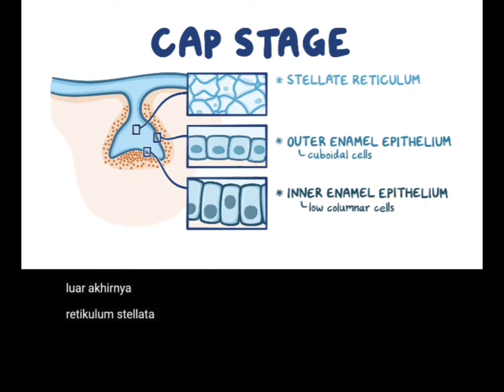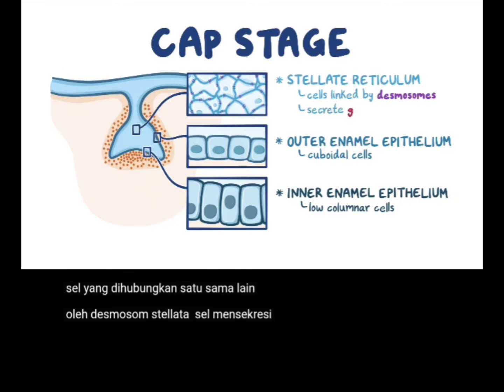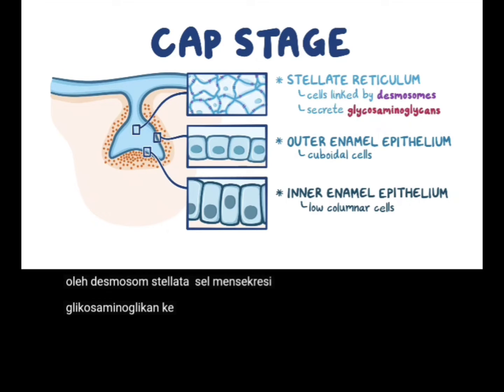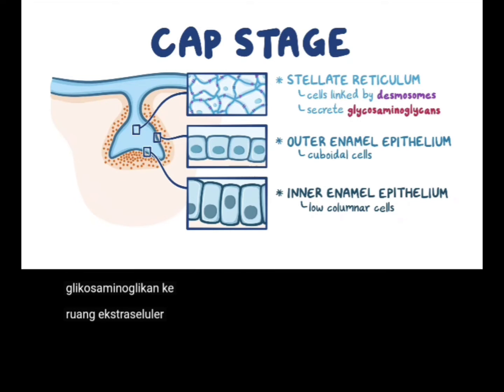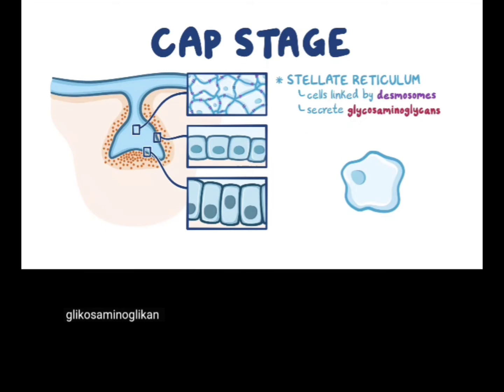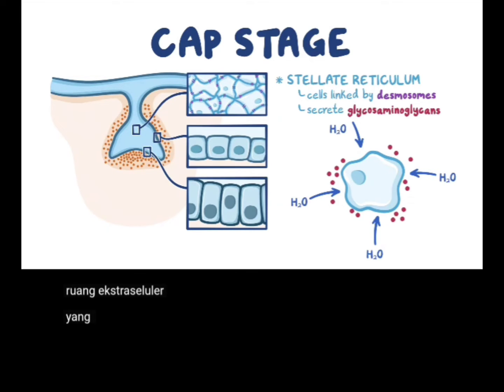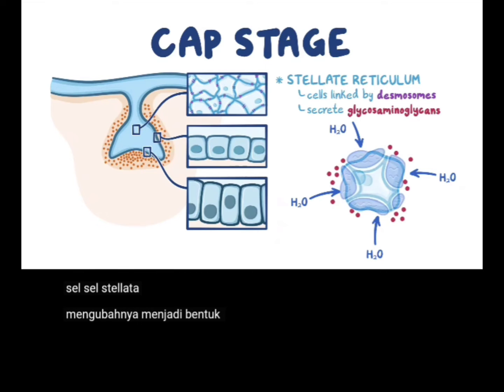Finally, the stellate reticulum is a bunch of cells that are linked to each other by desmosomes. The stellate cells secrete glycosaminoglycans into the extracellular space. The glycosaminoglycans attract water into the extracellular space, which pushes on the cell membranes of the stellate cells, turning them into the shape of a star.